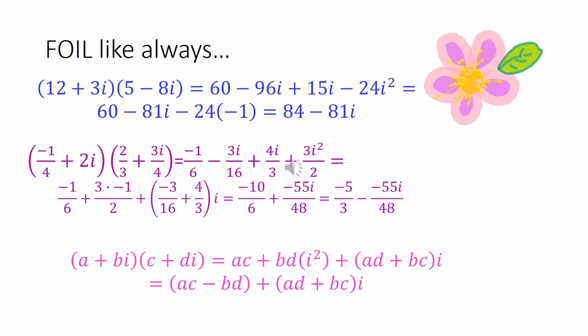And then the non-real parts are the negative 3i over 16 and the 4/3 i. So we'll combine those. Negative 1/6 minus 3/2 is negative 10/6, and negative 3/16 added to 4/3 is negative 55 over 48. So there's my new complex number. So in general, when you're multiplying complex numbers, just FOIL and recognize that the last terms are going to involve an i squared, which will give you negative 1, and that last term will then become real and can be combined with the other real part.